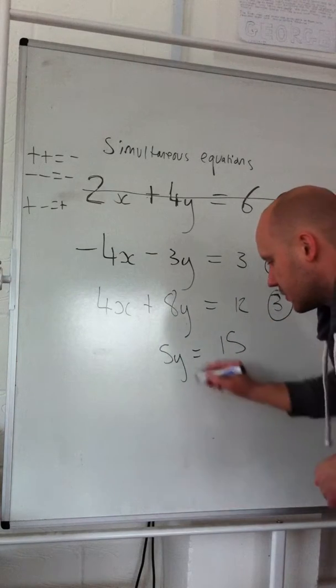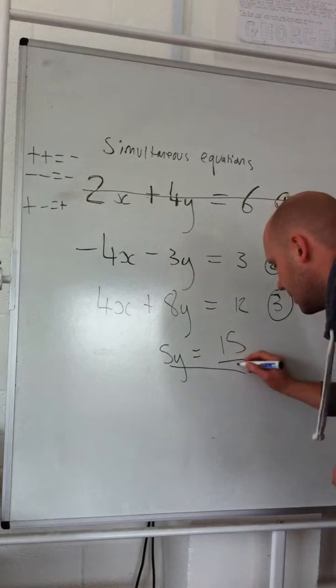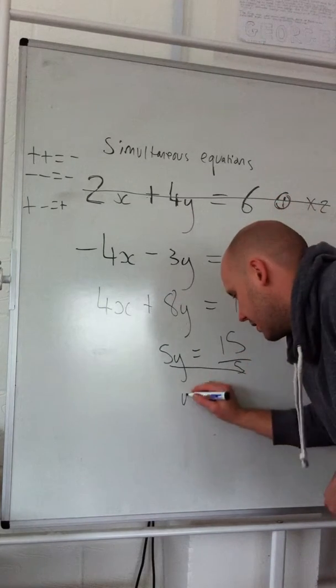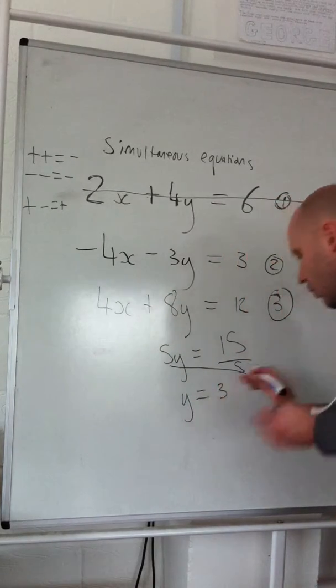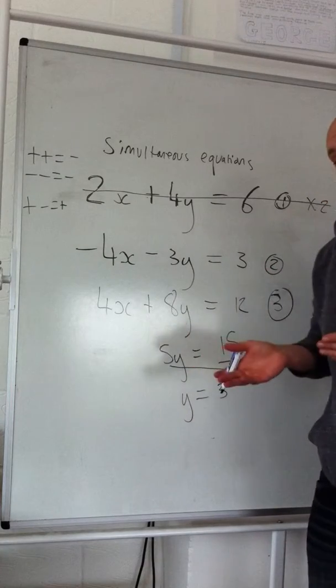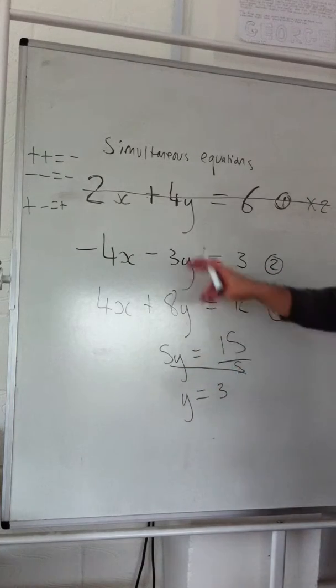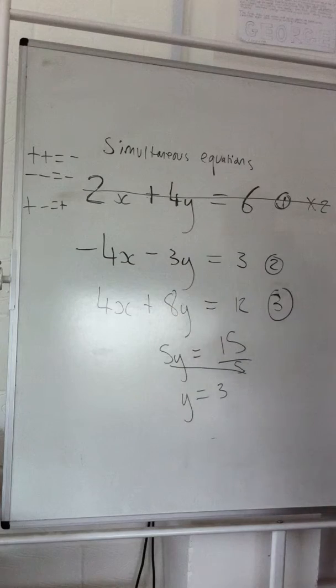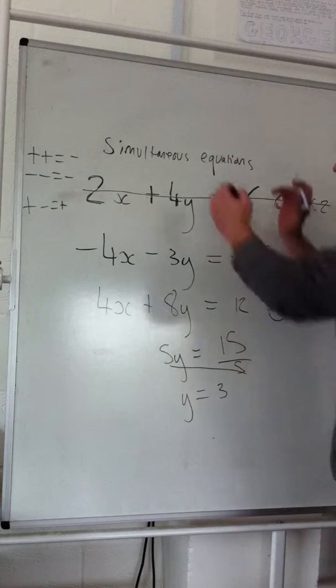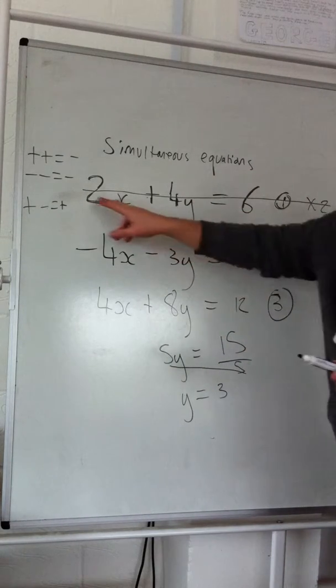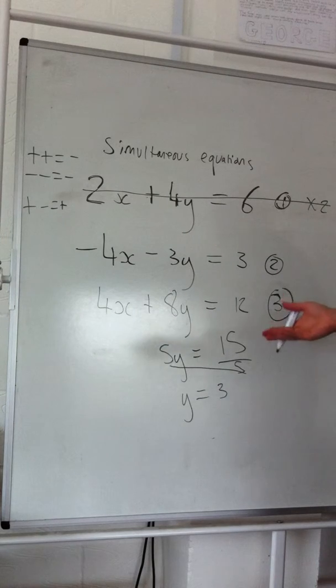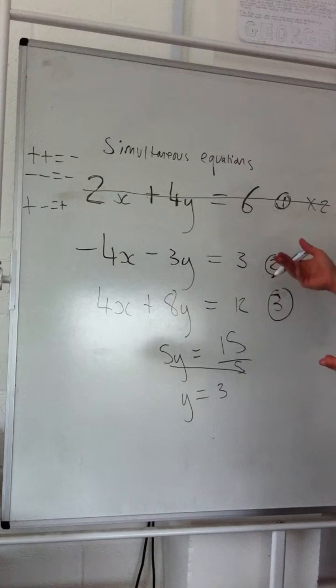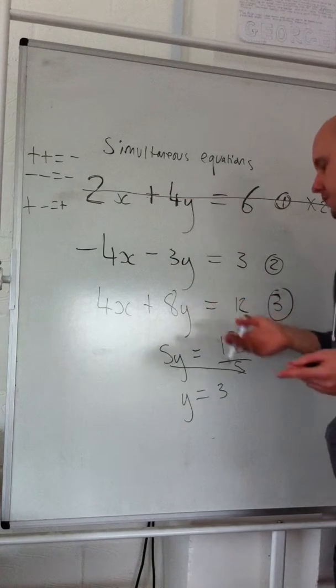So using a bit of algebra, we just put this 5 over here, 15 over 5 equals 3, therefore y equals 3. We've only got half our answer. What we need to do is figure out what the coefficient of x equals. So what we're going to do is plug this back into an earlier equation. I tend to do it on the first equation because it's the most simple one to do.